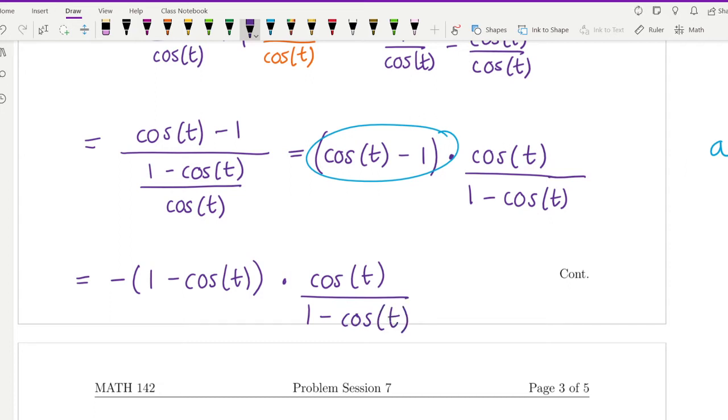Okay, so why does that help? Well, now we do have something we can cancel out, right? Before, they looked similar, but they weren't quite the same. We couldn't cancel them. Now we can. We have 1 minus cosine of t, we have 1 minus cosine of t. And so what is left over when we cancel? Well, this negative sign is going to be left over. And so we're left with negative 1 times cosine of t, or just negative cosine of t.